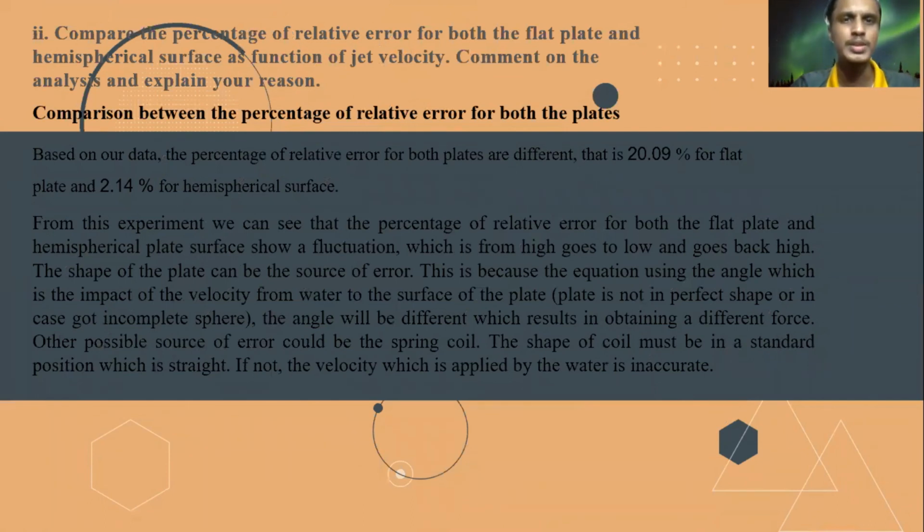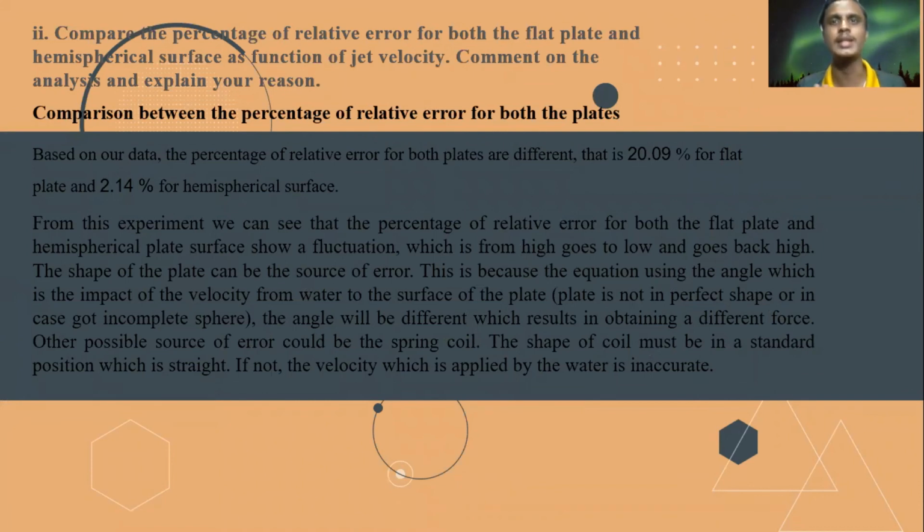So compare the percentage of relative error for both the flat plate and hemispherical surface as a function of jet velocity, and comment on the analysis and explain your reason. Based on our data, the percentage of relative error for both plates is different. That is 20.09% for the flat plate and 2.14% for the hemispherical surface.